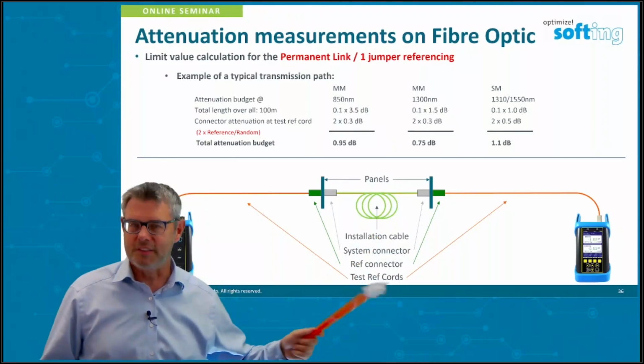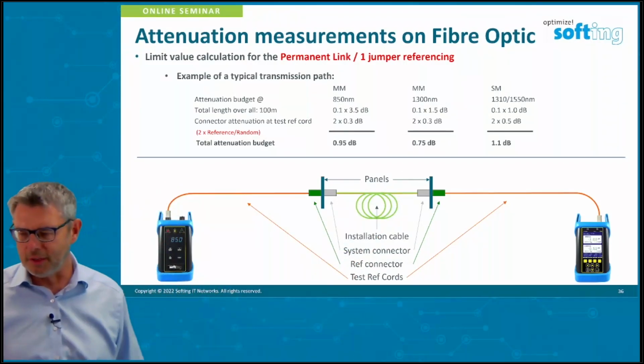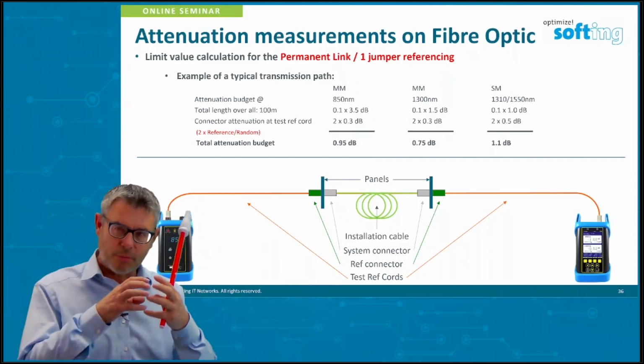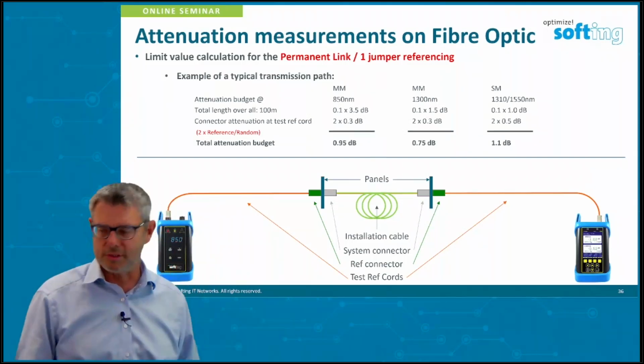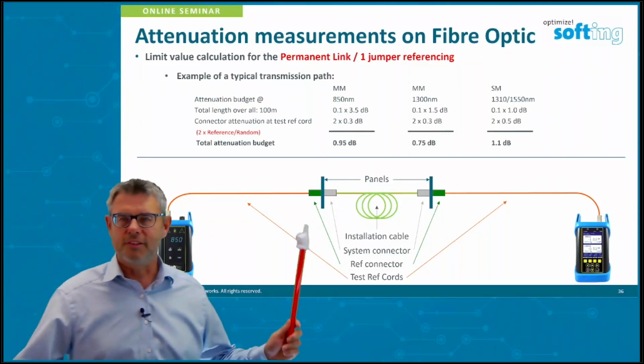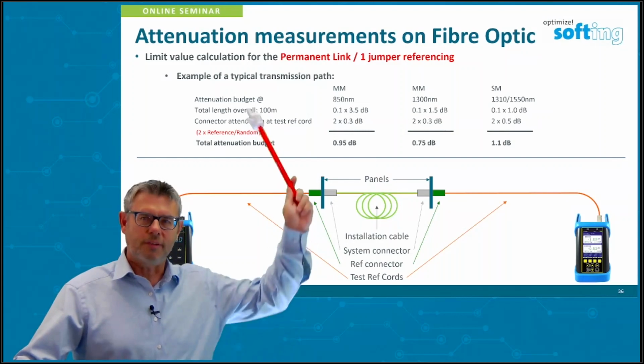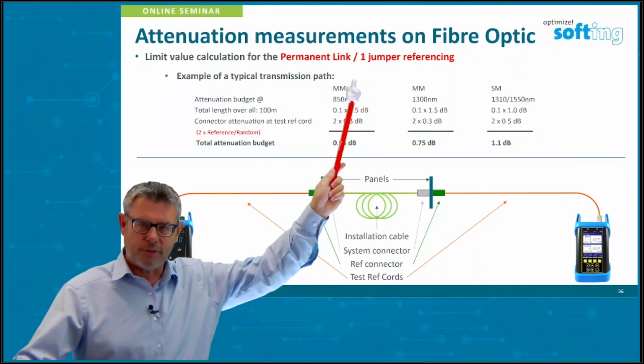If this would be a single mode system, we are doing the measurements here. The allowed attenuation is a bit higher because of the problem with the centering of these very small cores, and you are allowed to have 1.1 dB on this link. Okay, but it's important. It's based also on the inclusion of the reference system.